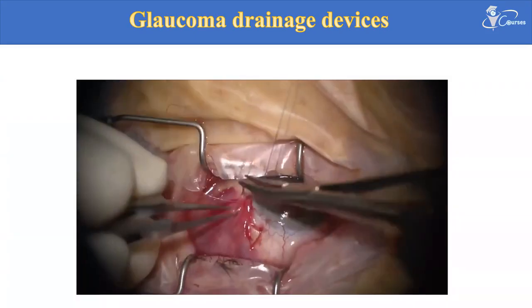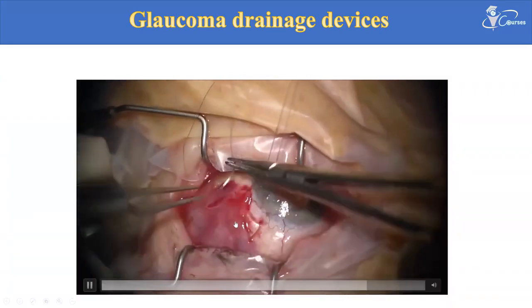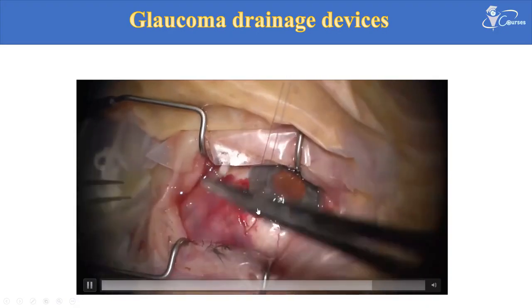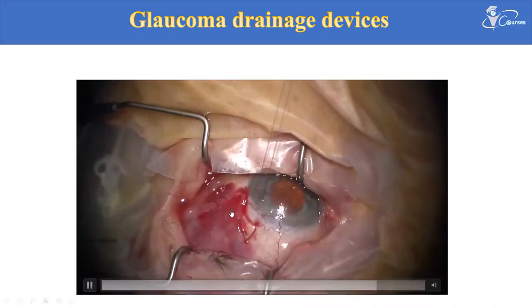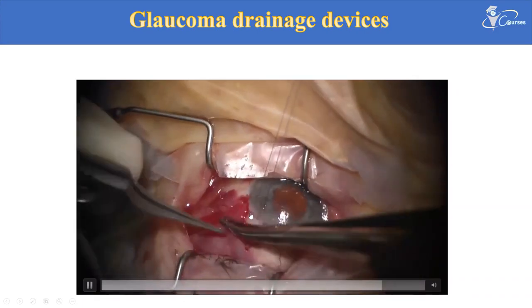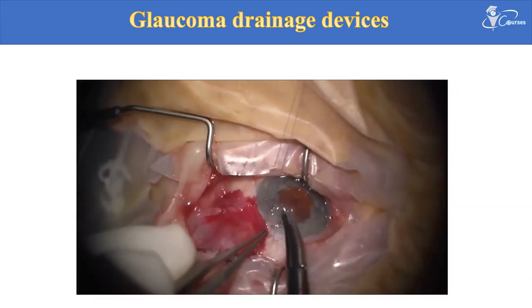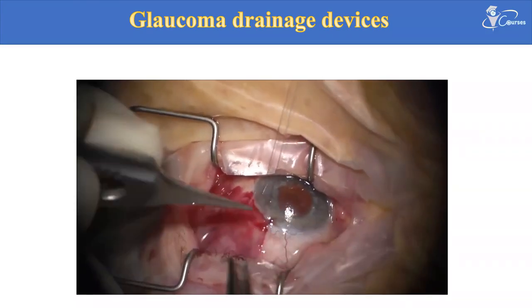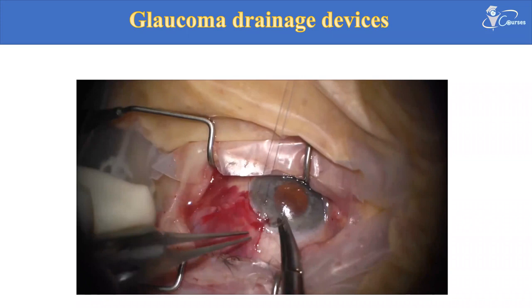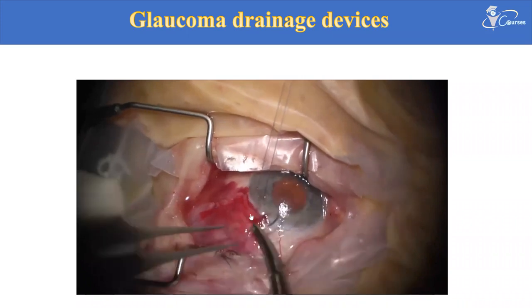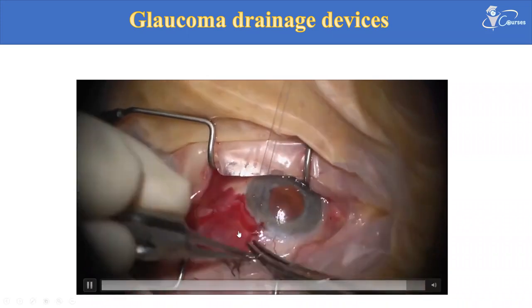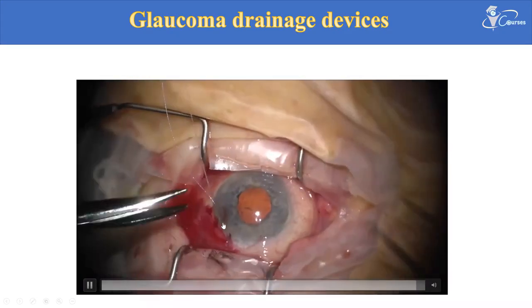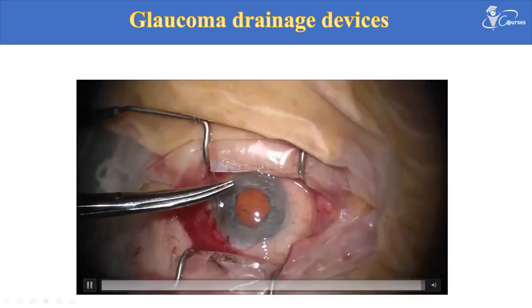So here we have three important measurements. First of all, the distance of the valve from the limbus is 8 millimeters, and the tunnel length is 4 millimeters. When you combine both 8 and 4, it is 12 millimeters, which is the length of the tube. So if you want to know the length of the tube, it is 12 millimeters. By a combination of interrupted and running sutures, we close the conjunctiva, and the traction suture is also removed. Easy.